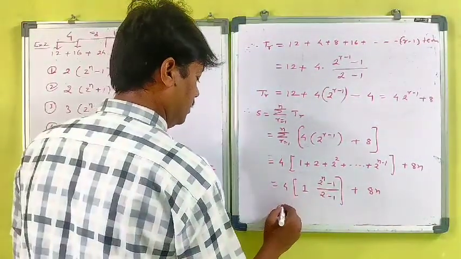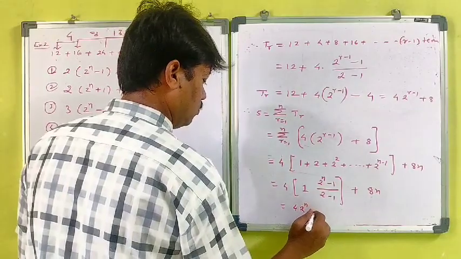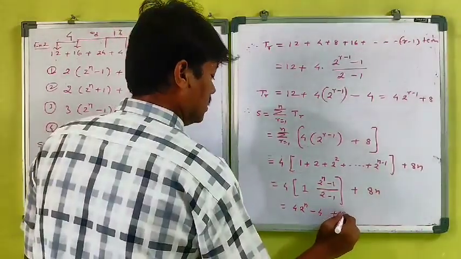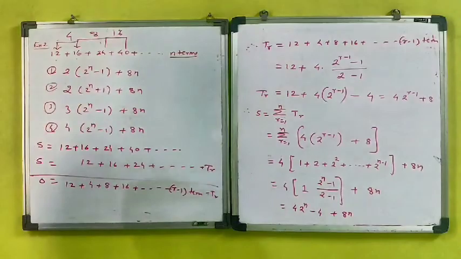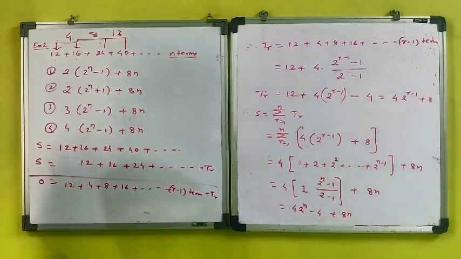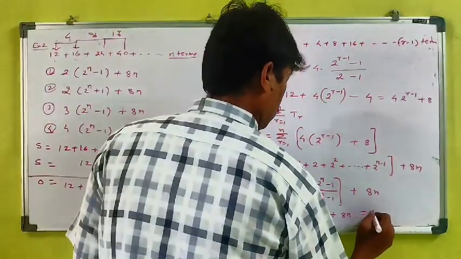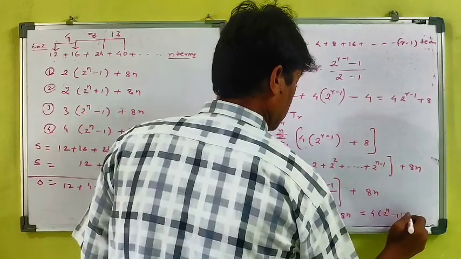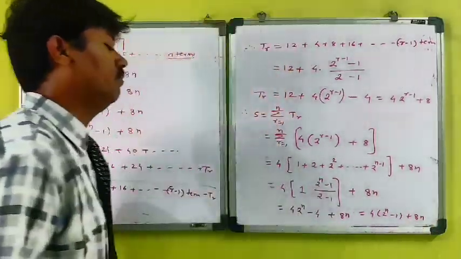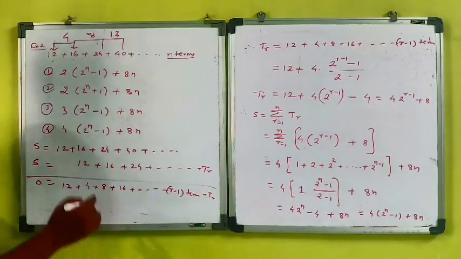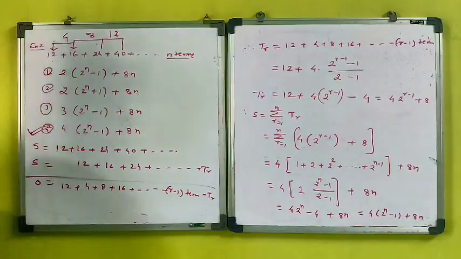So 4 will multiply with this. So 4 into 2 raised to N minus 4 plus 8N. That should be the correct answer. Or we can say it is 4 common, 2 raised to N minus 1, plus 8N. So which is there in the option. So that is the 4th option here, which is the correct one.